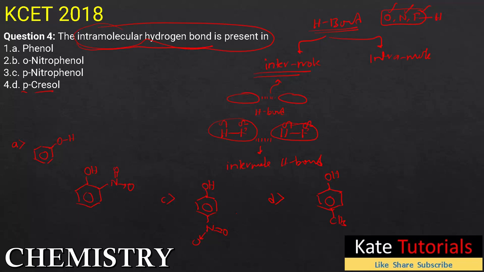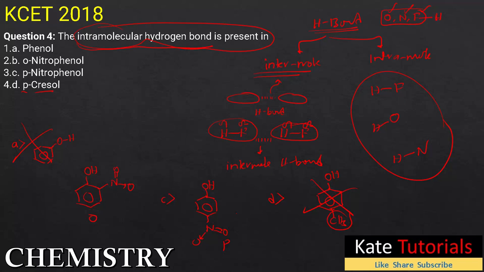See, I told you that for hydrogen bonding, hydrogen should be attached to fluorine, or to oxygen, or to nitrogen. Here oxygen is attached to hydrogen, but intramolecular means there should be one more atom to form intramolecular hydrogen bonding, which is not happening here. So this is not the option. Talking about D, here CH3 is there, here OH is there, no intramolecular hydrogen bonding. Here also OH and NO2 are there, but this is para-nitrophenol, whereas the other is orthonitrophenol.